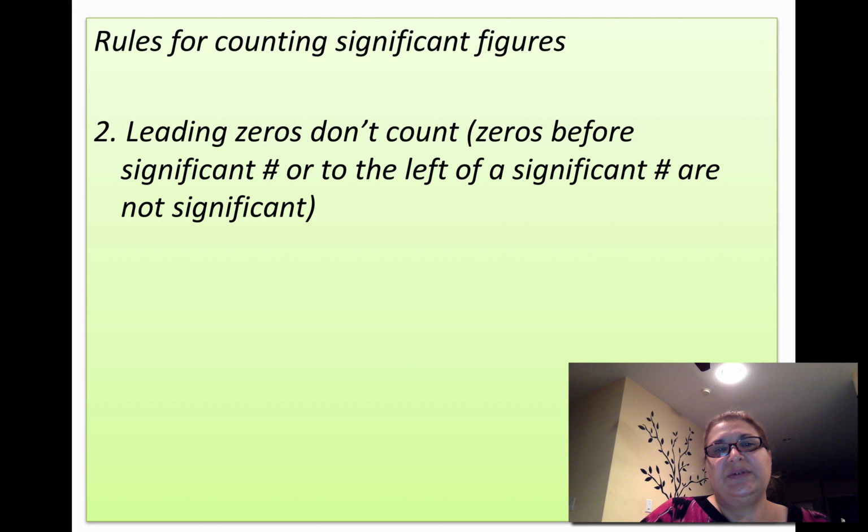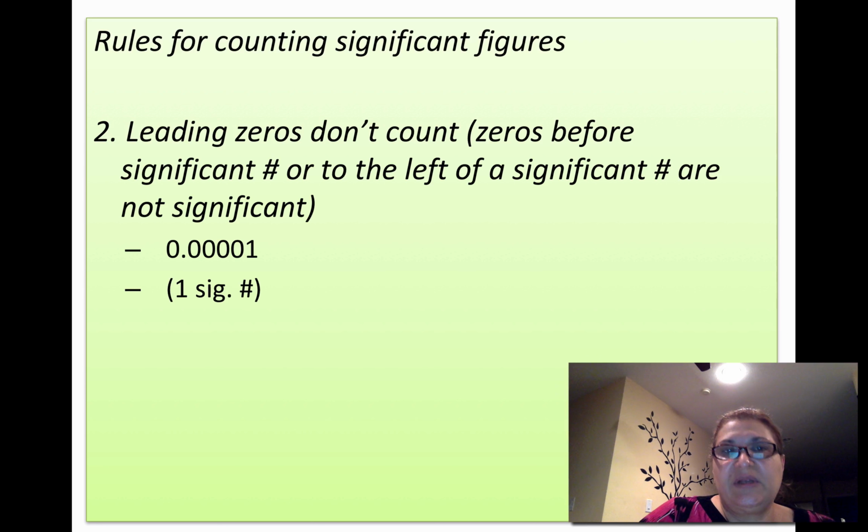Rule number 2. Leading zeros don't count. So zeros before significant numbers, or to the left of significant numbers, are not significant. So 0.00001 has only one significant figure. These zeros don't count.